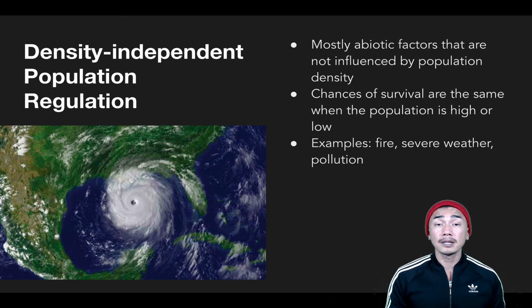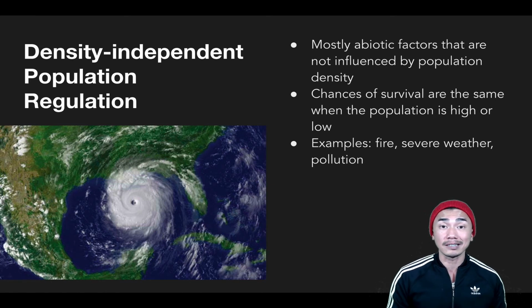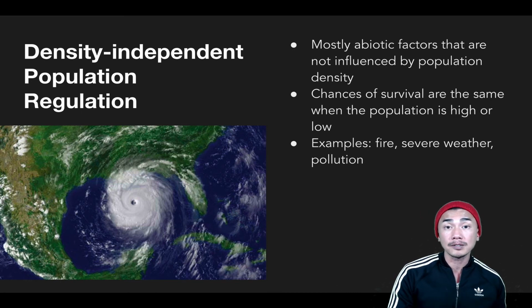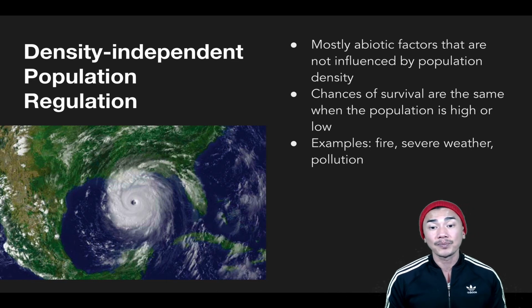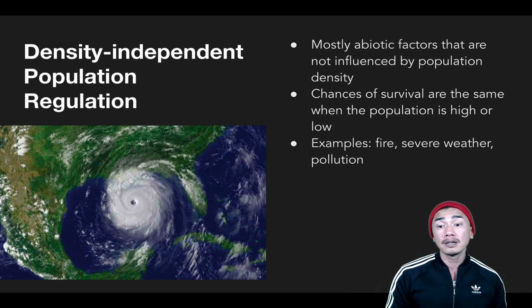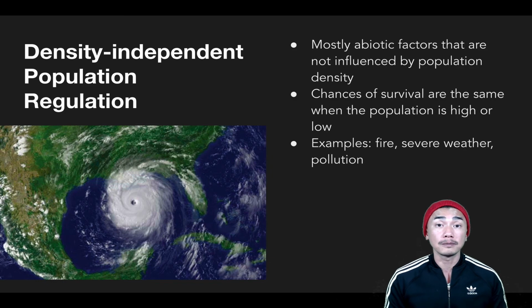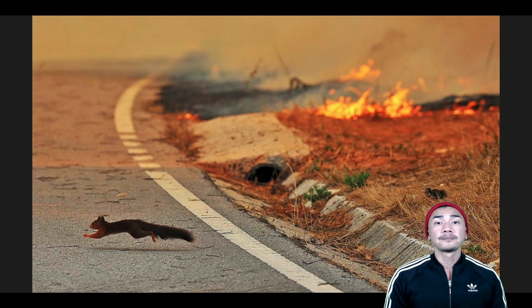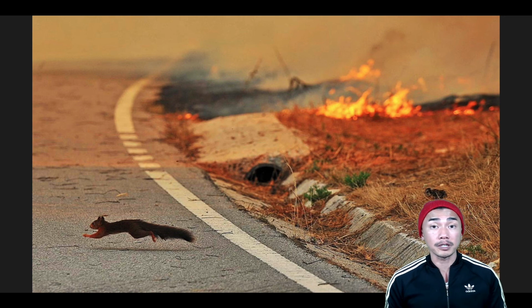Density-independent factors tend to be abiotic factors whose severity has nothing to do with population density. The chances of survival or mortality do not change with population size or population density. These are things like fire, severe weather, or pollution. For example, the chances of survival of the squirrel shown here do not change with population size or population density.